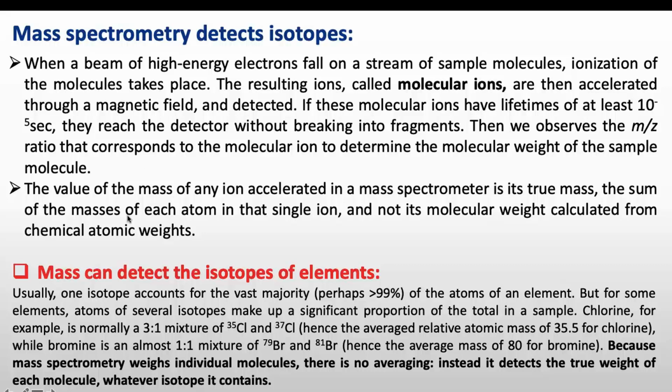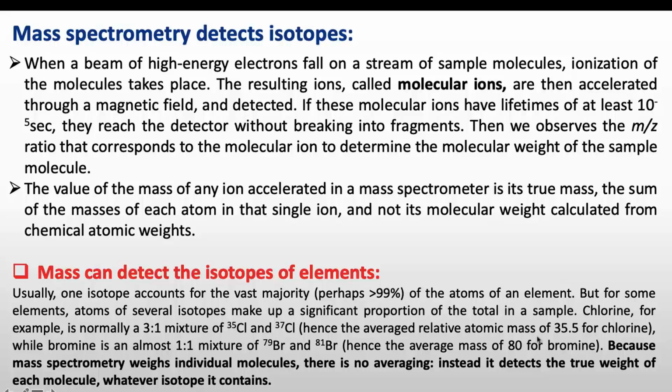the sum of the masses of each atom in that single ion, and not its molecular weight calculated from chemical atomic weights. So it means a mass spectrometer can detect isotopes also. That's why we are considering the true mass of ions. Usually one isotope accounts for the vast majority, generally greater than 99%, of the atoms of an element, but for some elements, atoms of several isotopes make up a significant proportion of the total in a sample.